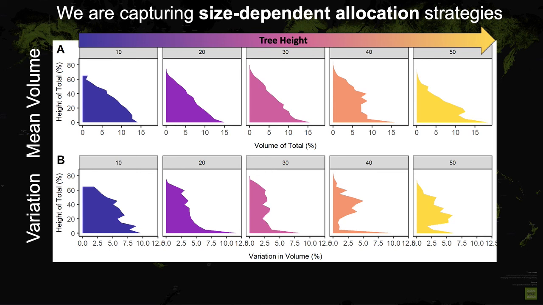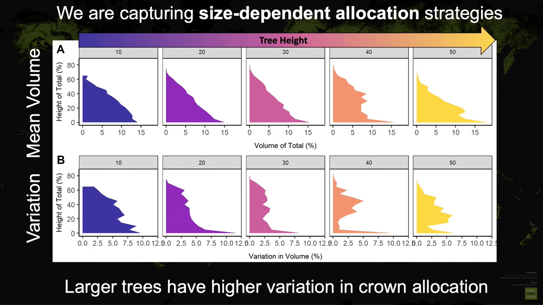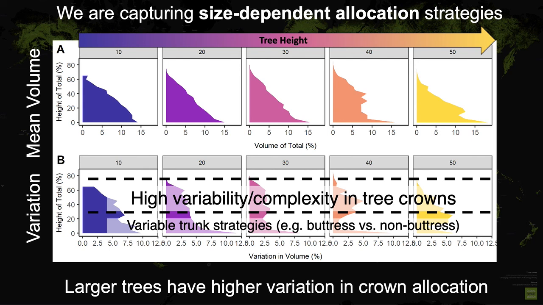And one of the things that we can see is that these larger trees, so as trees increase in size, they have an increasing variation in their crown allocation. And we think this is some indication of increasing complexity in large trees.